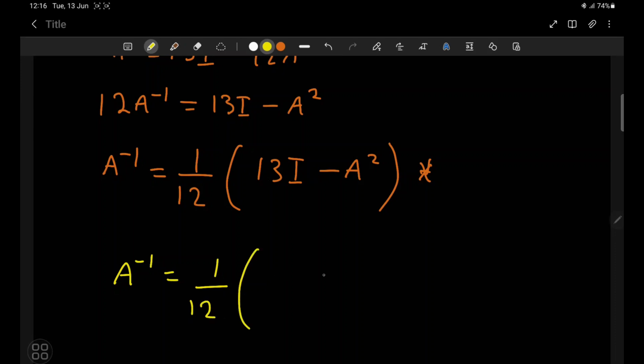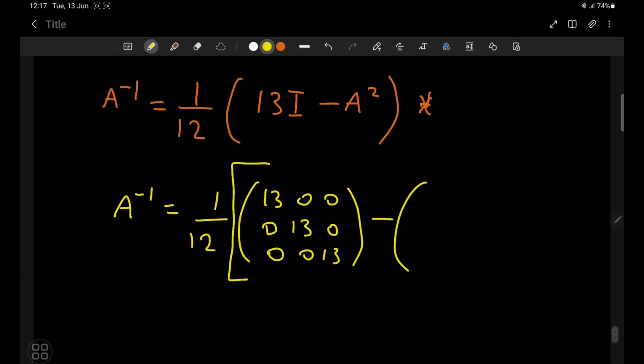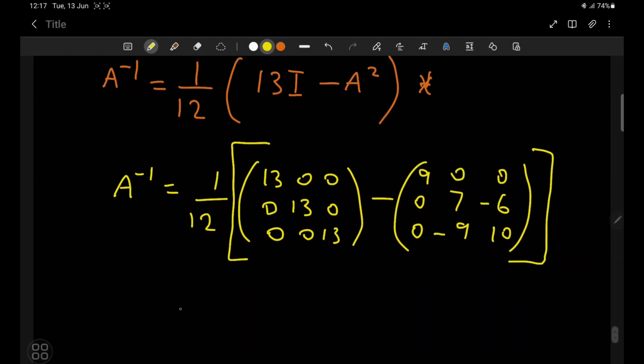Then 13 multiplied with the identity matrix, we just have 13, 0, 0, 0, 13, 0, 0, 0, 13. And then minus A squared. Remember we had solved for A squared, so we can just pick what we had solved. A squared was 9, 0, 0, 0, 7, negative 9, 0, negative 6, 10. Then we subtract the two expressions.